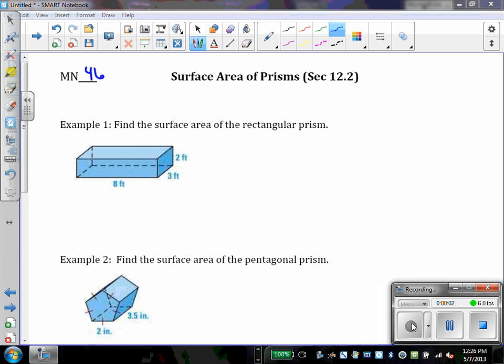Welcome, ladies and gentlemen, to your MN46 notes, where we're going to talk about surface area of prisms. This is section 12.2 in your textbook.